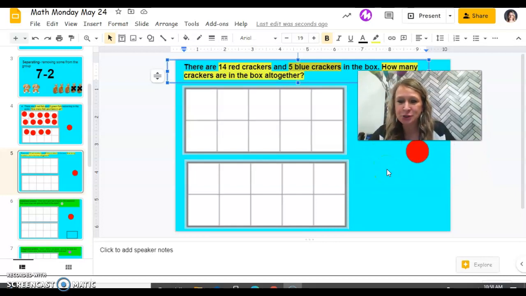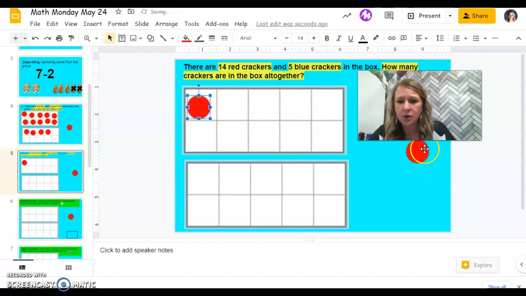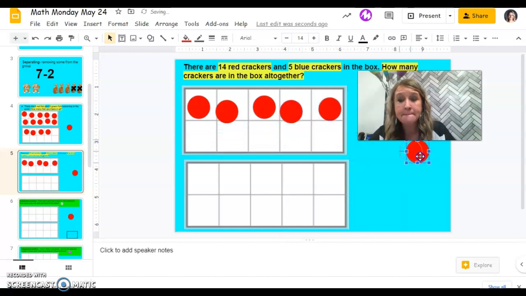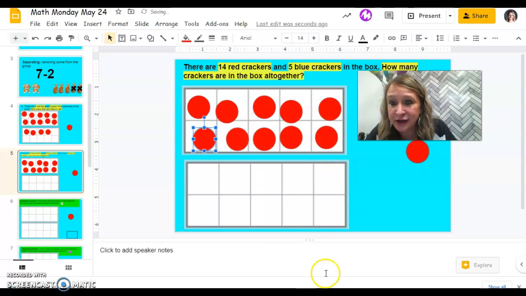We're going to use our counters to find how many crackers are in the box altogether. We're going to start with 14 red crackers. All right, here we go. We know that a full 10 frame is how many? If I fill up this 10 frame, how many counters do I have? It's called a 10 frame. So if it's full, there are 10. This whole 10 frame is 10 counters. I don't need to count each counter. I know I have 10 fingers. I don't need to count each finger. This is 10, and this is 10.